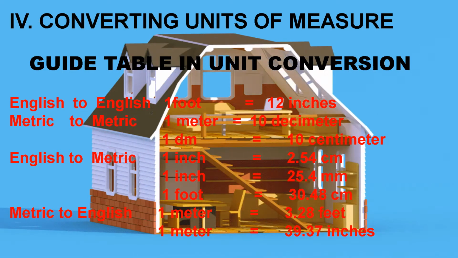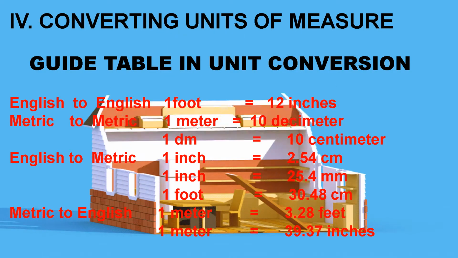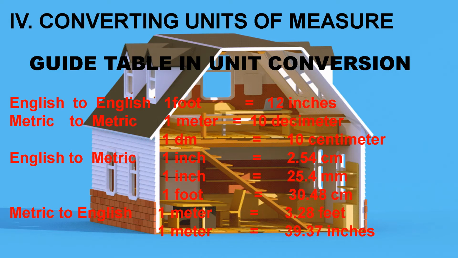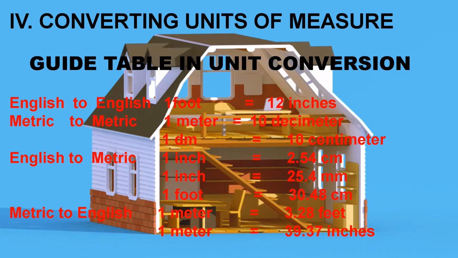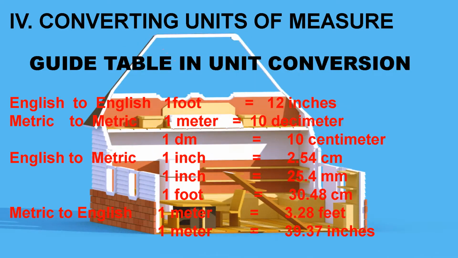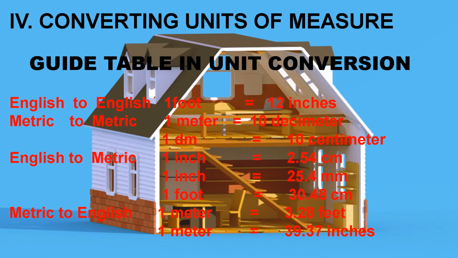English to metric: 1 inch is equal to 2.54 cm, 1 inch is equal to 25.4 mm, 1 foot is equal to 30.48 cm. Metric to English: 1 meter is equal to 3.28 feet, 1 meter is equal to 39.37 inches. Okay, those are the guide table in unit conversion.